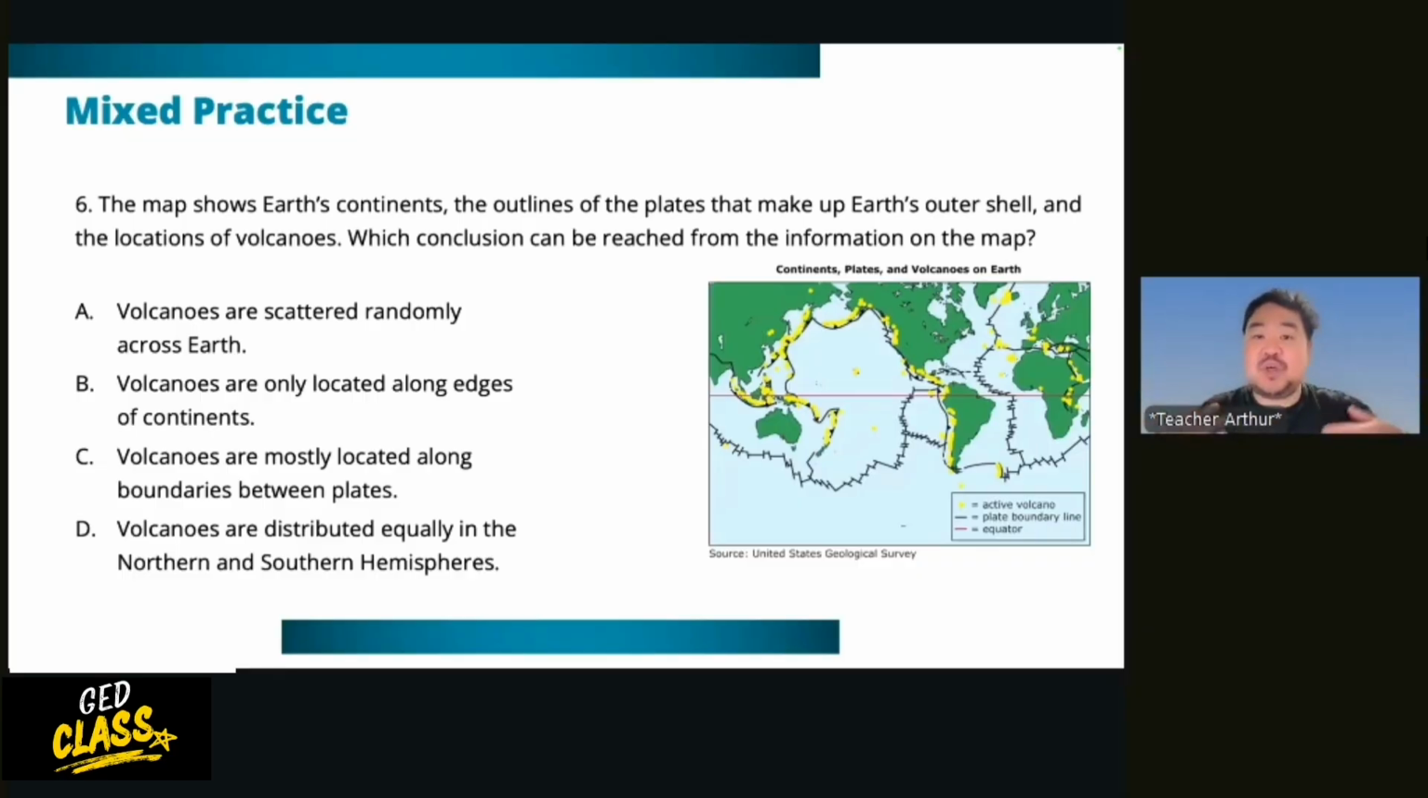A question that gives you a lot of visual data. And how do we sort through that visual data? So I'm actually going to give you a minute to try this one on your own. Look really carefully. And again, try not to memorize anything. Just see what the different visuals represent, and then see which choice is a conclusion that can be reached from the information on the map.